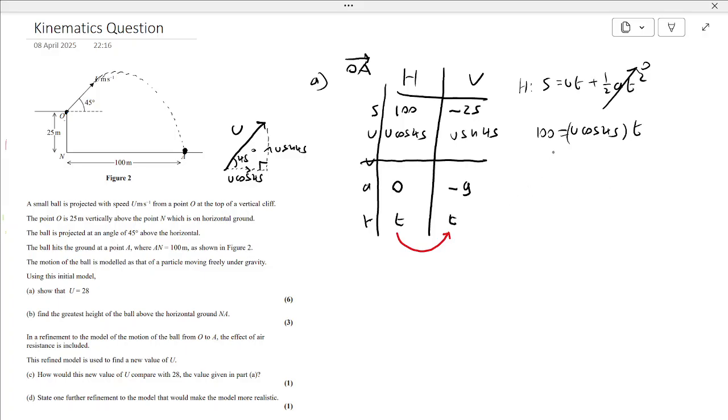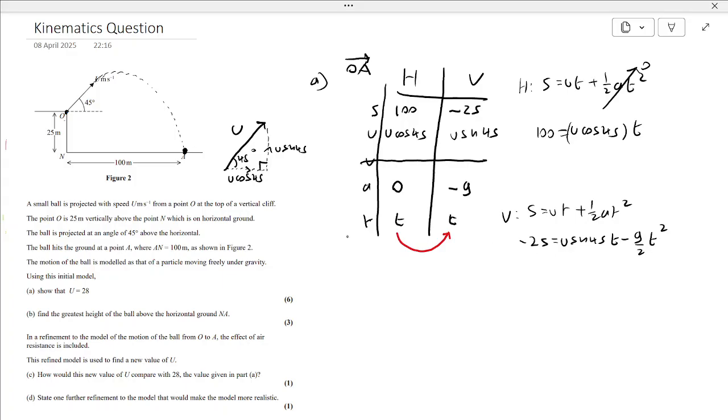So that's there. Vertically, again, I don't have any final velocity, so I'll do the same equation. S is negative 25, U is U sin 45, T is just T, the same T as before. A is negative g, so I get negative g over 2 T squared.